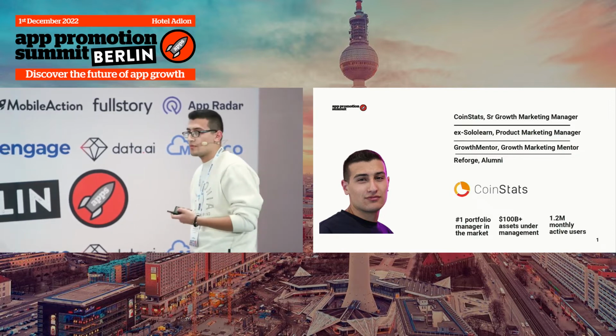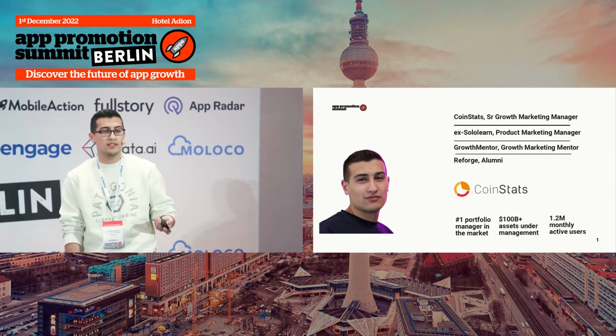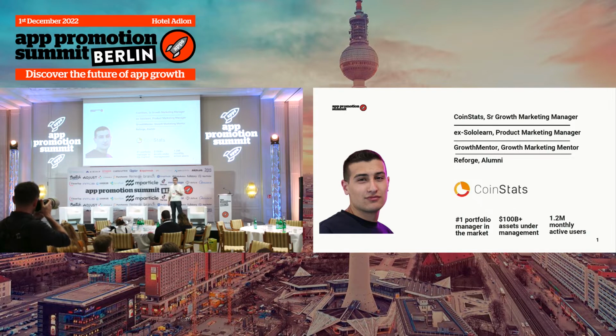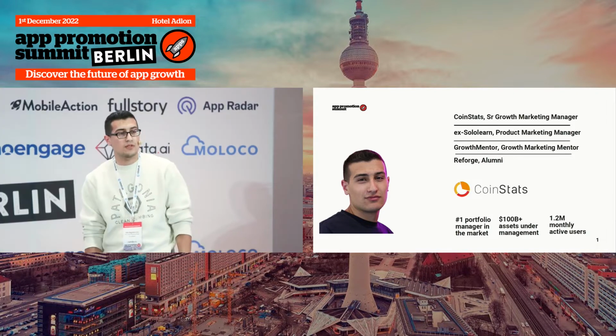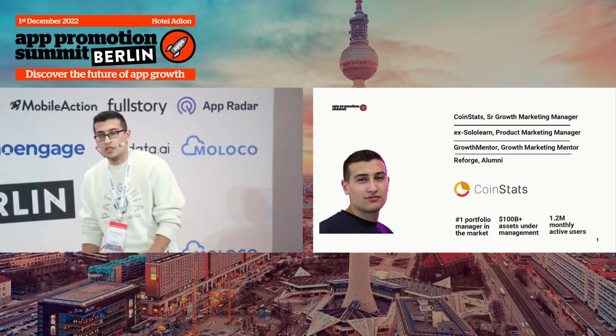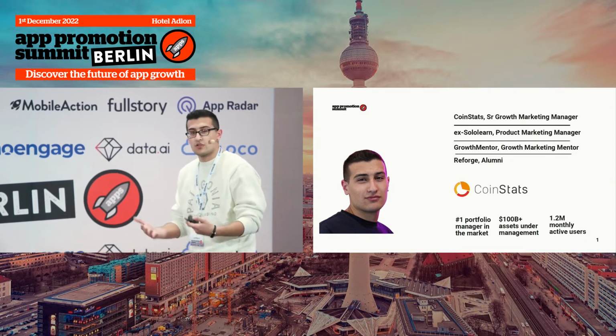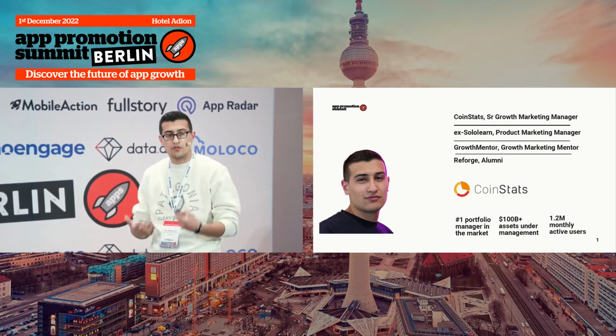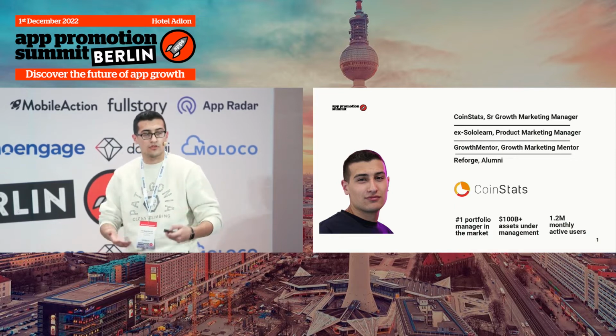CoinStats is a crypto investment manager platform. Basically, users connect their Binance, Coinbase, and whatever exchange or wallets they use to CoinStats and manage all their investment assets from one place. We do have 100 billion plus assets under our management, and we currently have 1.2 million monthly active users. To give a sense about the company, we become more and more important for our customers when they actually connect their portfolios to CoinStats.